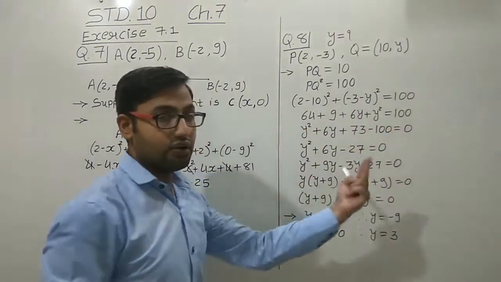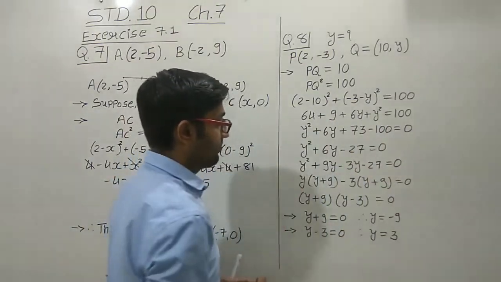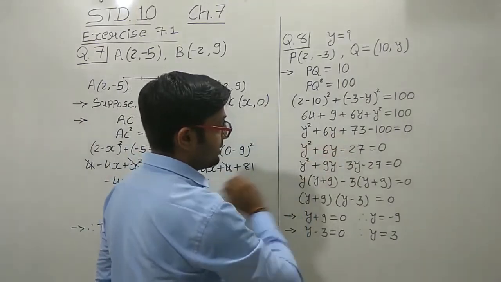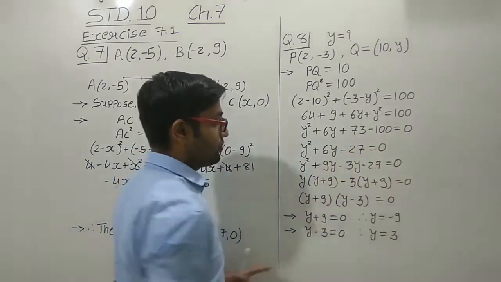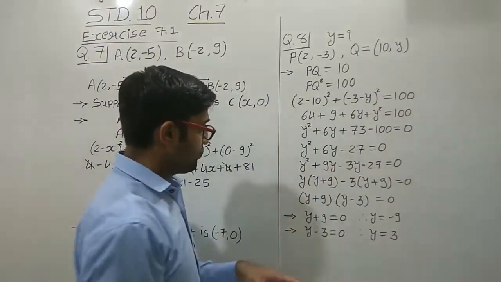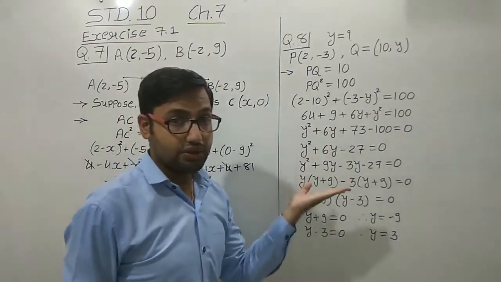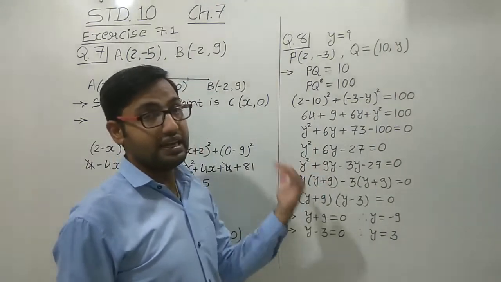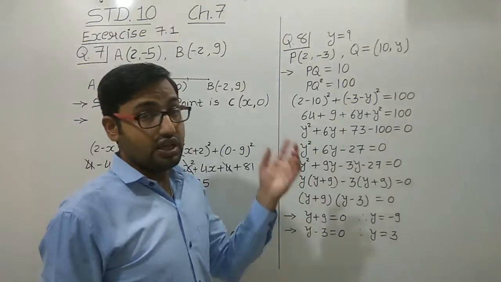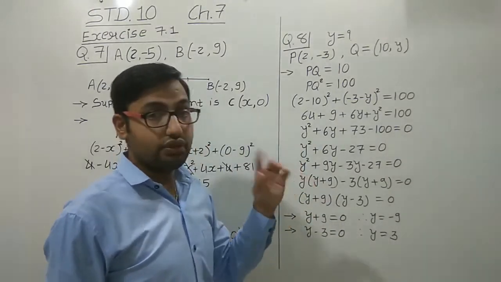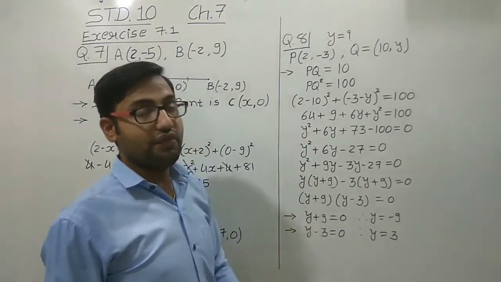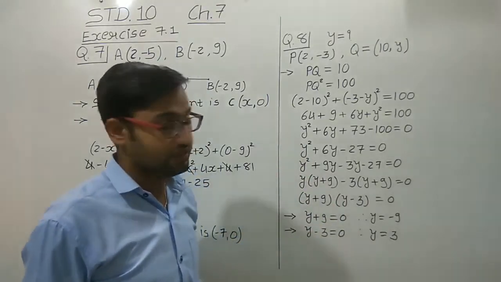By taking this 100 to the left-hand side, it becomes minus. So y squared plus 6y plus, these two terms remain as they are, 73 minus 100 is minus 27, equals 0. Now this is what we get, the quadratic equation. We have to factorize this quadratic equation, so we use the splitting the middle term method, and from the factorization we get the two solutions.